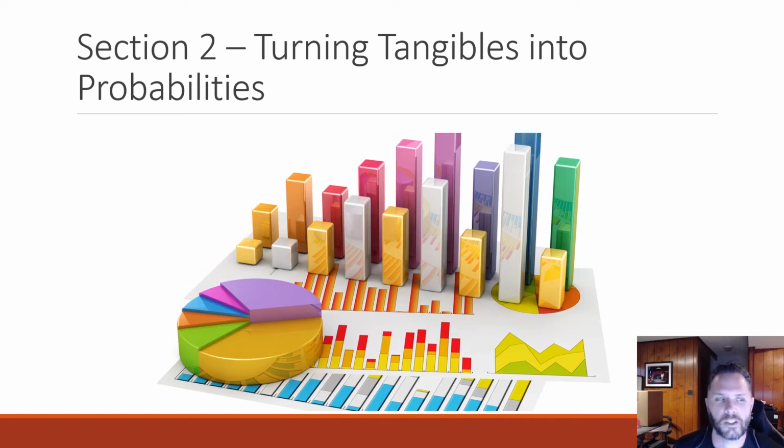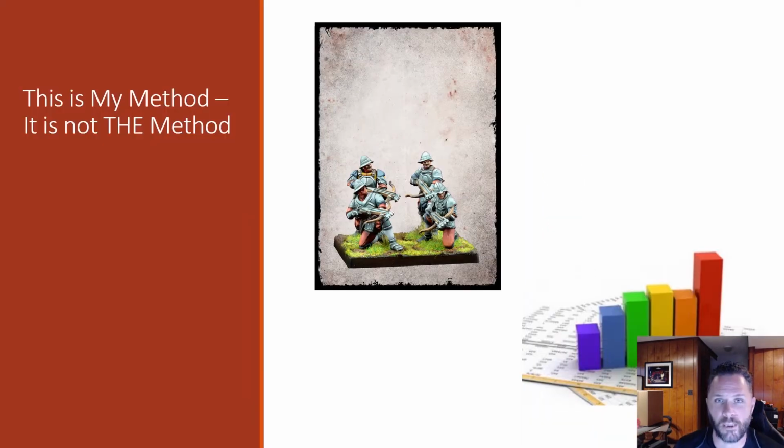All right, so section 2, turning tangibles into probabilities. Going back again on what tangibles are: actual physical, concrete, mathematical statistics that produce a deterministic outcome. Some things to understand. This is my method. It is not the method.